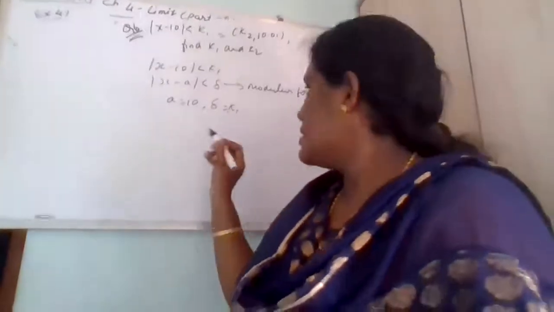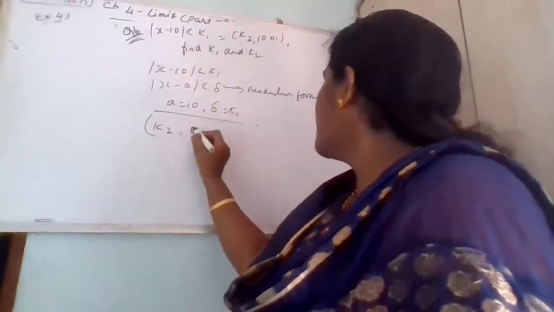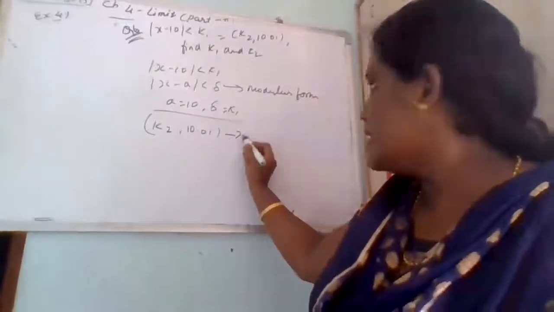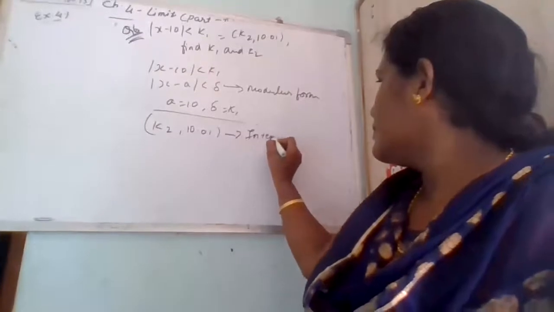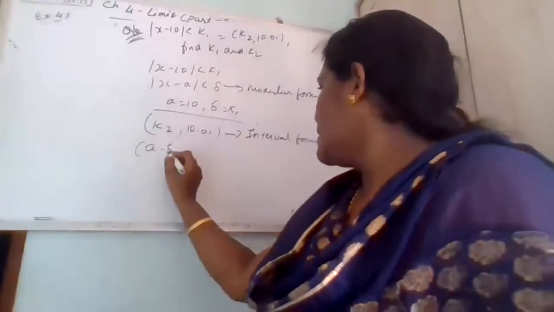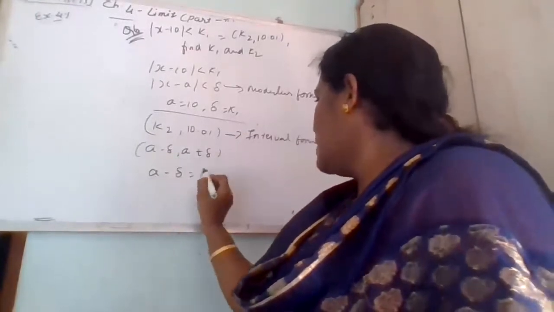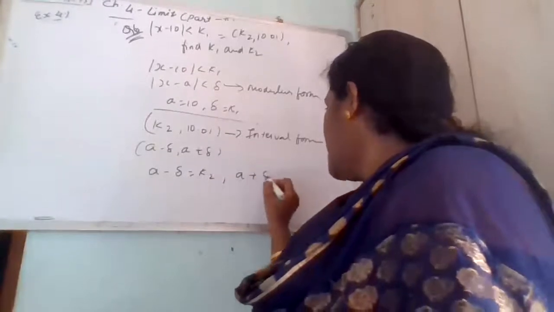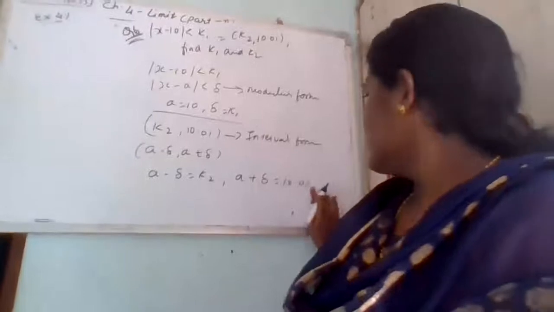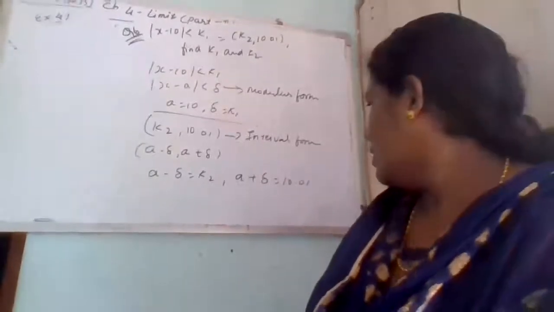Right? Now next is k2, 10.01. So this is in the form of, I told you, interval. So a minus delta, a plus delta. So a minus delta is k2 and a plus delta is 10.01. Okay, so these are the things that we got.